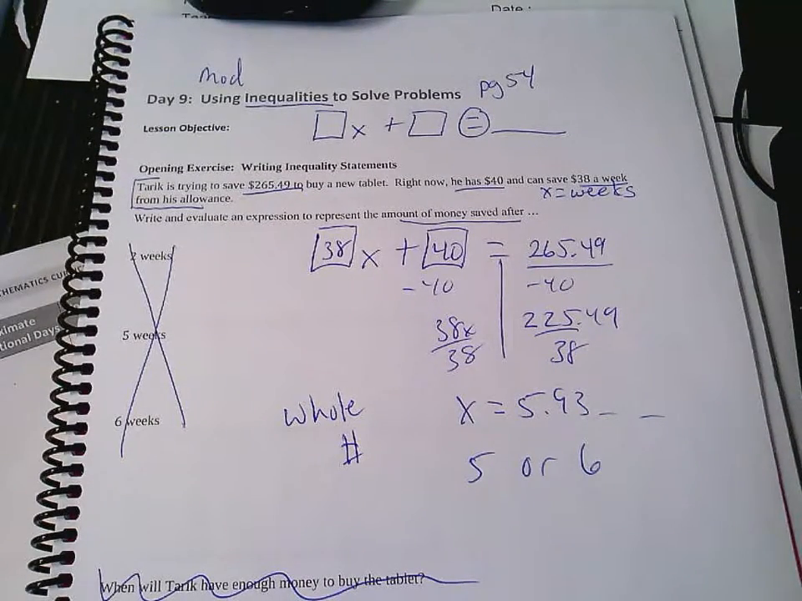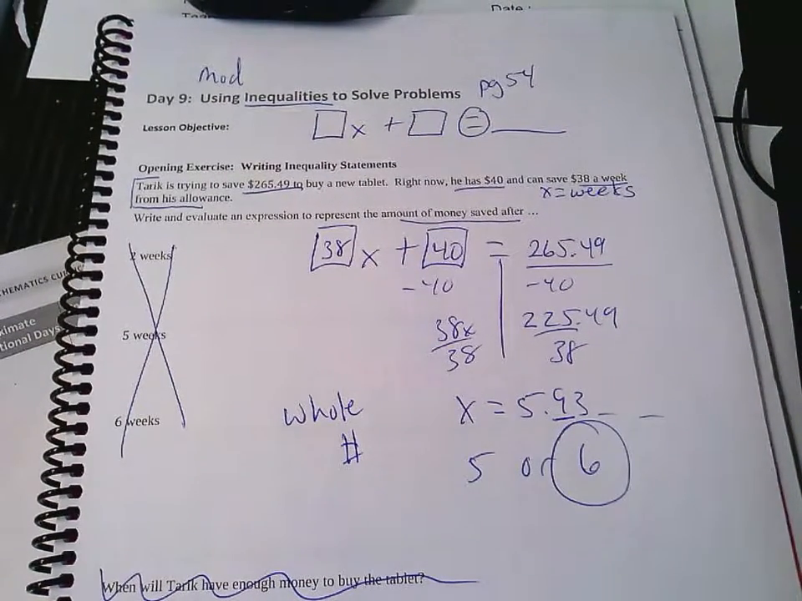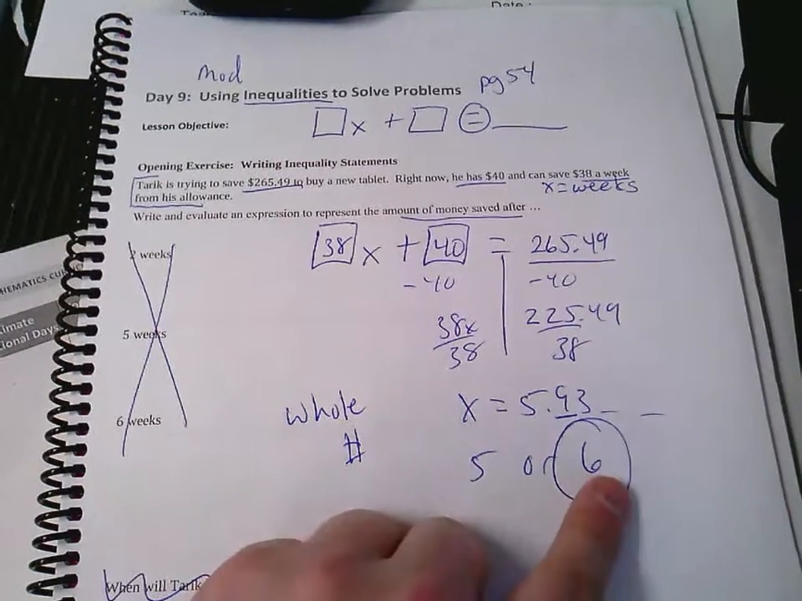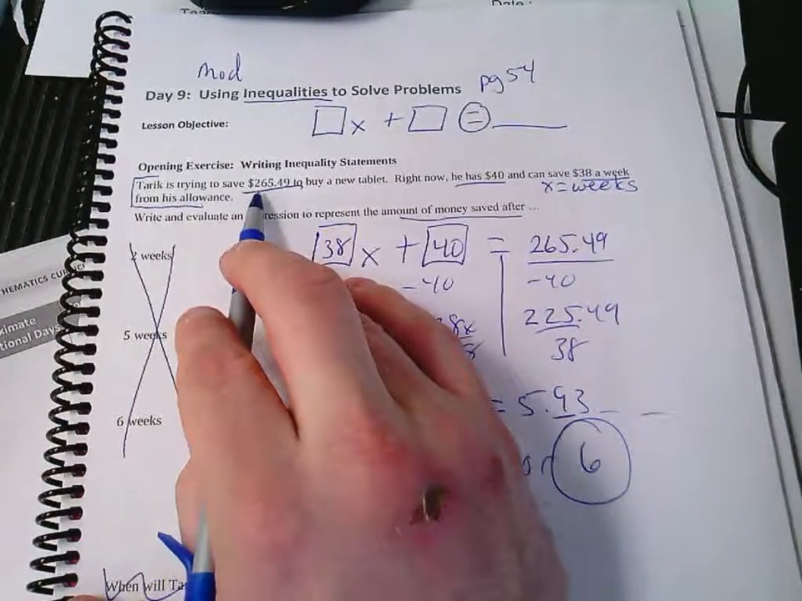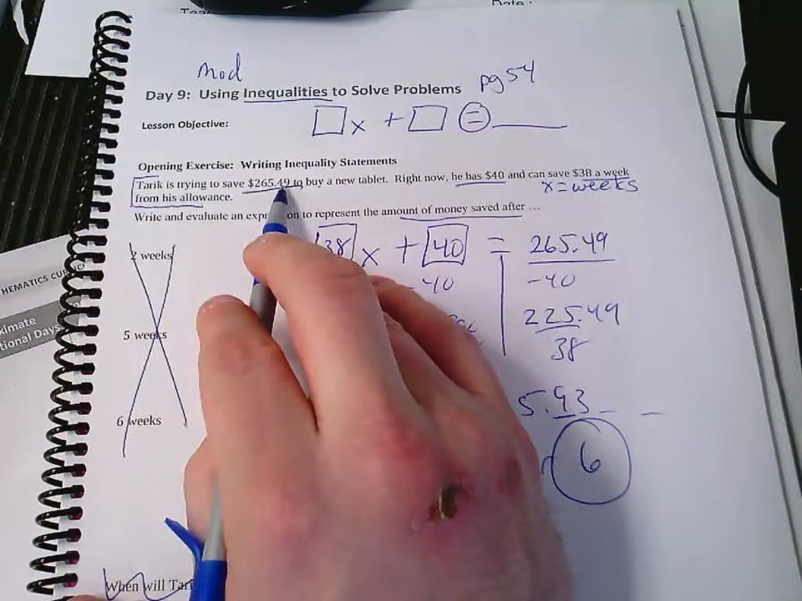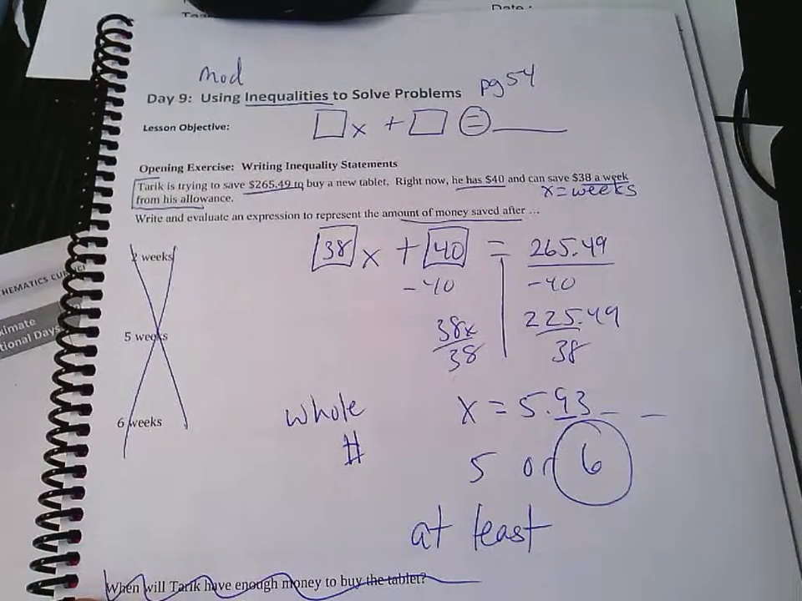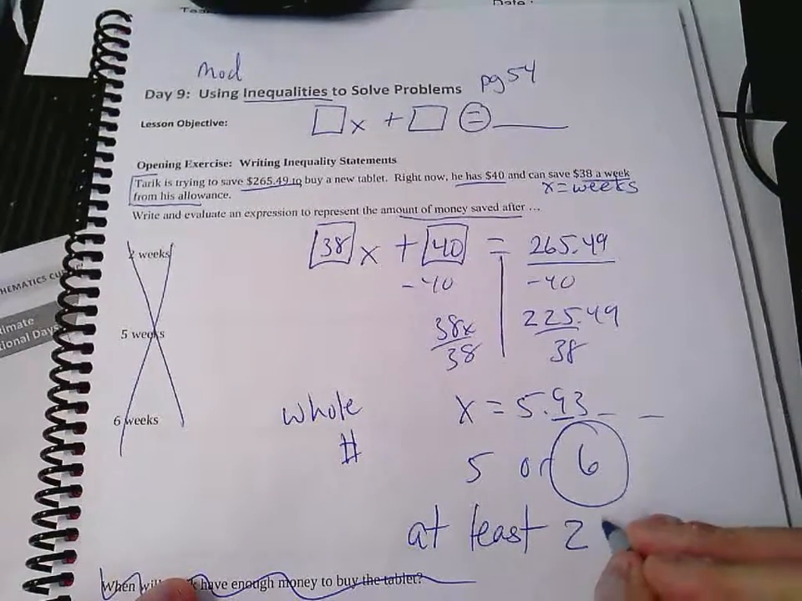Most of you, probably what you're going to do is see the 9, round it, and say 6. Which in this case actually ends up being the answer because of the fact that it has to be more. Because right now he needs to save 265.49. I'm going to use this word: at least. Because he could save more than that if he wanted to. So he needs at least 265.49.